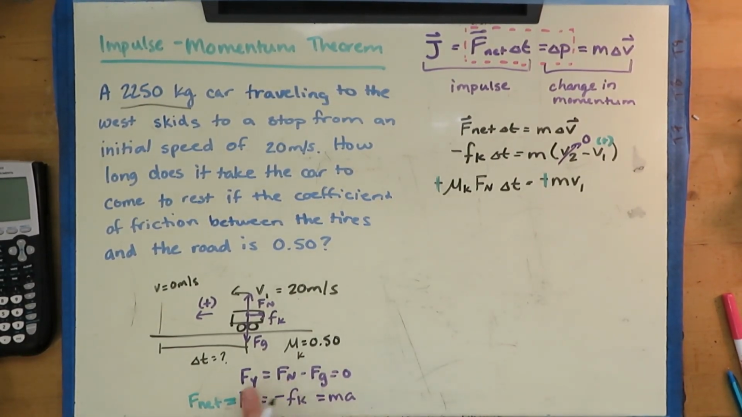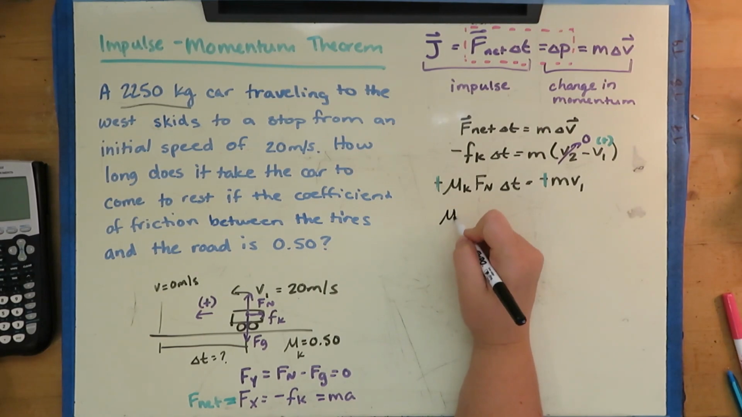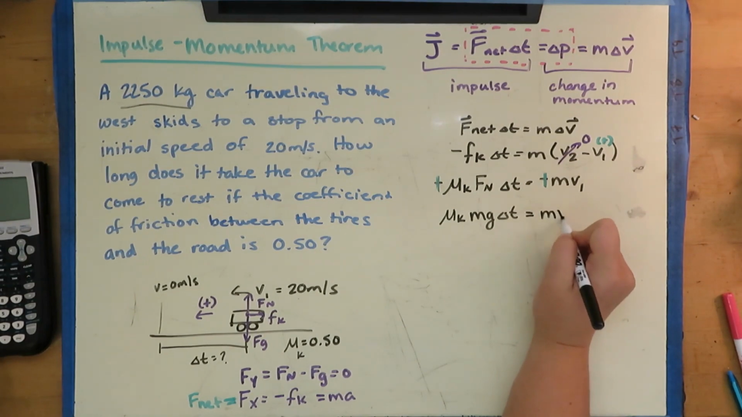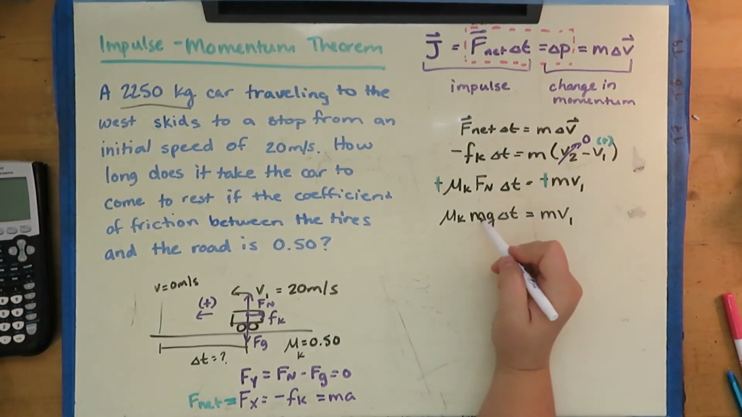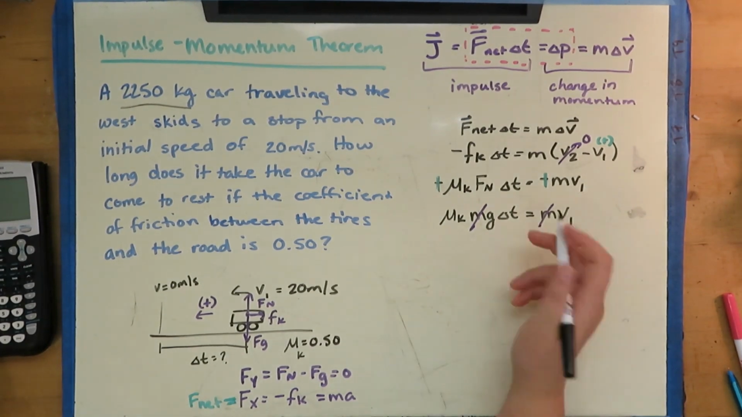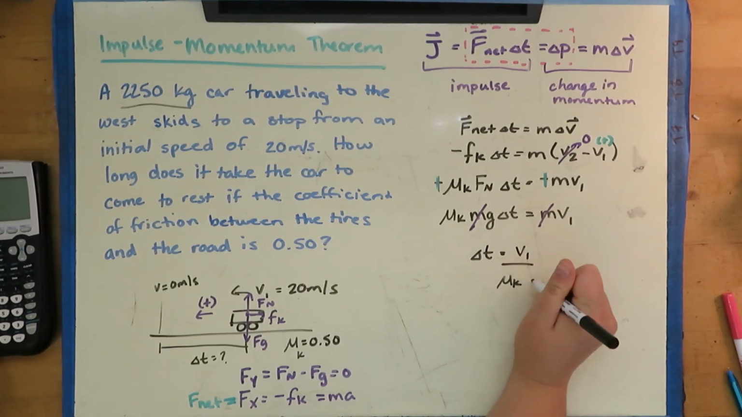And then I know from this equation here that my normal force is equal to my gravitational force, and my gravitational force is equal to mg, so I can replace that with mu k mg delta t is equal to m times v1. And then I also notice that my mass actually cancels out. This is a really cool result. This tells us that no matter the mass of this car, it's going to take the same amount of time for it to come to rest. So they didn't even have to tell us what the mass of the car was for us to solve this problem. And then solving for delta t is going to be v1 over mu k times g.